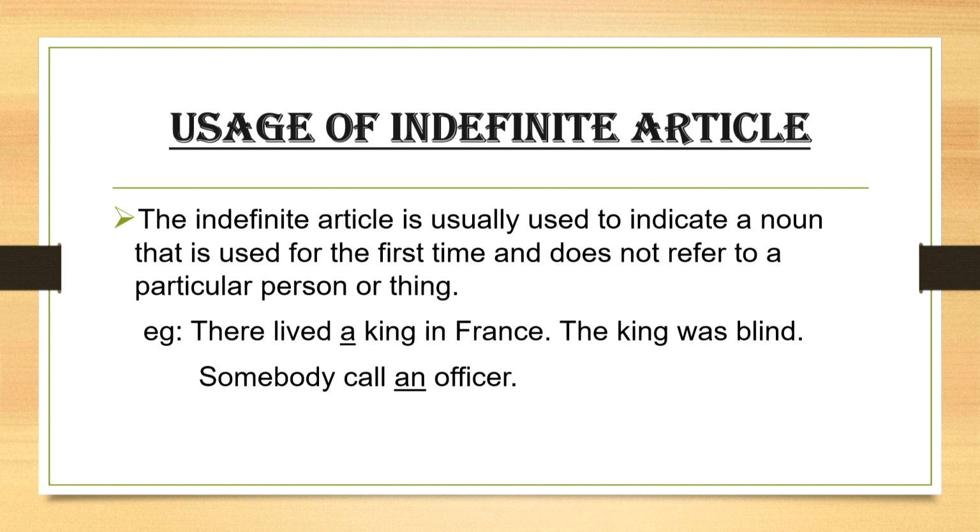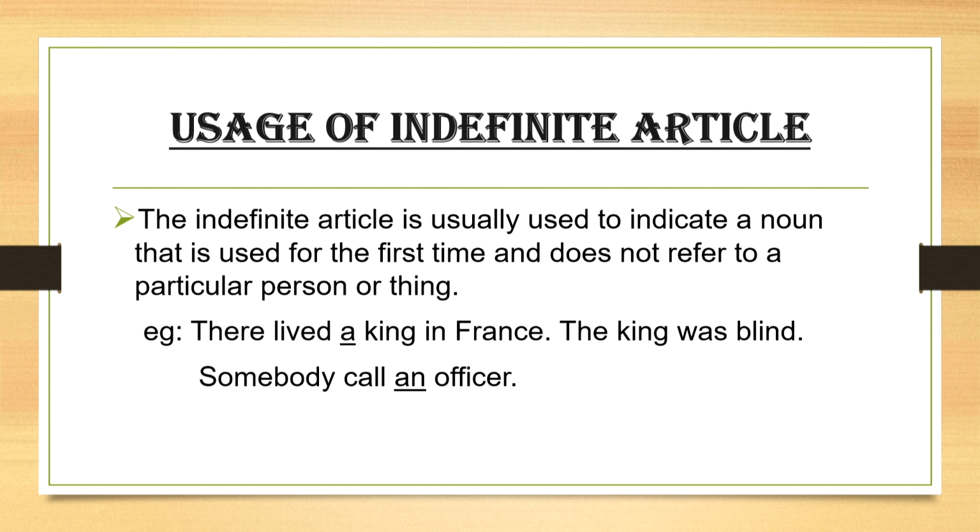Now, next, usage of indefinite articles. The indefinite article is usually used to indicate a noun that is used for the first time and does not refer to a particular person or thing. For example, there lived a king in France. The king was blind. Here we are introducing someone, giving the introduction of king, hence indefinite article will be used before king.